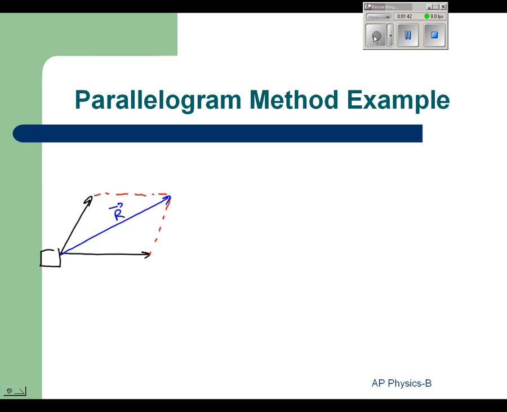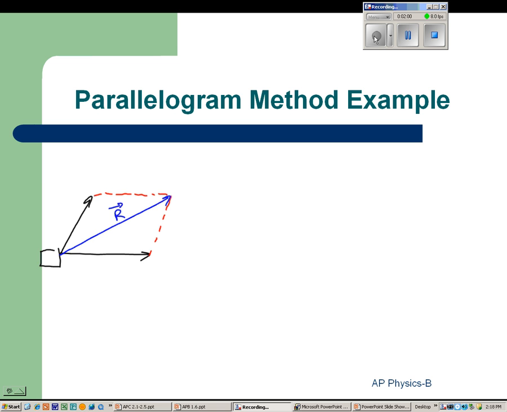And if you know the sizes and angles and so on, you could find out what that resultant vector is. You'd have to use the law of cosines or the Pythagorean theorem, things like that. In this case, you couldn't use the Pythagorean theorem because of the angle.